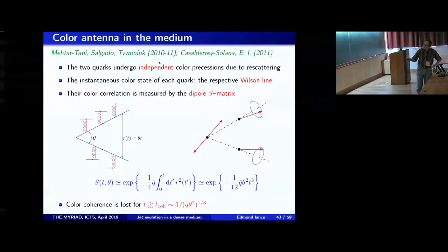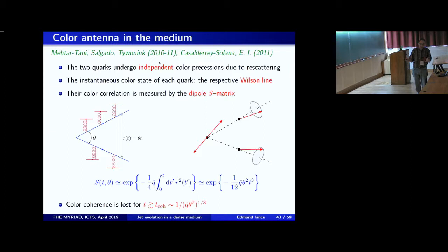So this is the way the S matrix decays with time, and the color correlation is lost when the exponent here is of course of order one, because then the S matrix is much smaller than one. And this happens if t is large enough. How large? Well, as large as this value, the decoherence time, which depends on Q hat, because we need scatterings to have the decoherence, and depends on the initial angle theta of the antenna, because the larger the angle, the faster the quark and anti-quark separate from each other, so the stronger is the correlation.